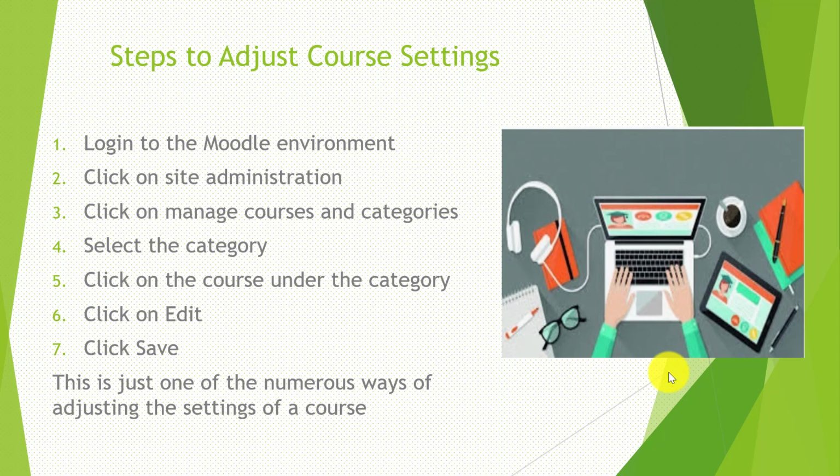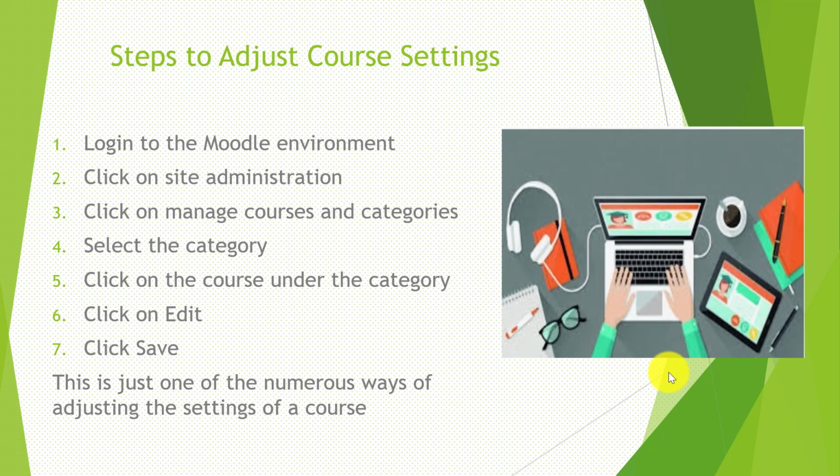You click on Edit. You make your changes by adjusting the settings that are there. Settings such as the format, perhaps the course start date or end date, or you want to change the category where it is being housed now to another one. A whole lot of other things you want to do. And once you are done and you are satisfied, you click on Save. This is just one of the numerous ways of adjusting the settings of a course.